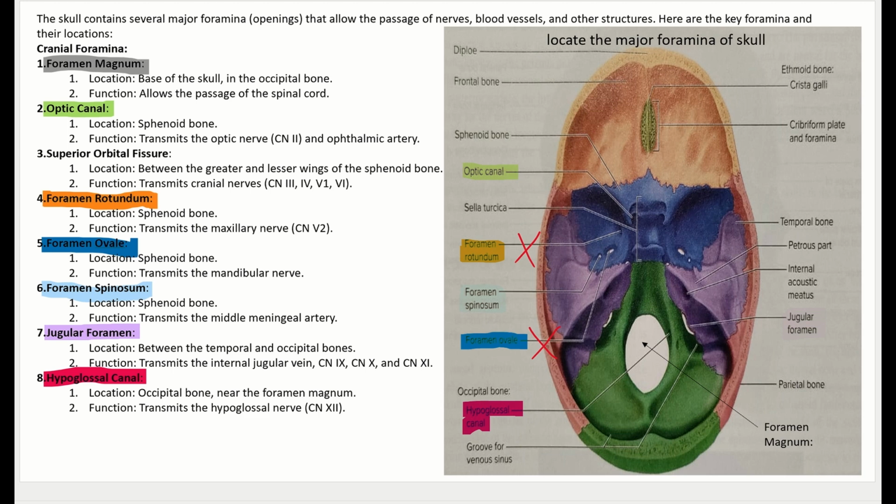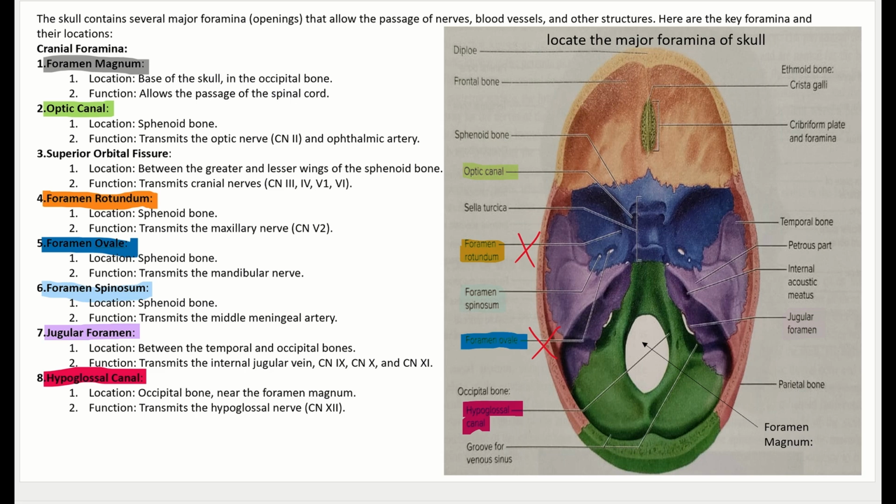Next, the skull also contains several major foramina, that is, openings that allow the passage of nerves, blood vessels, and other structures. Here are the key foramina and their locations. The cranial foramina include the foramen magnum, optic canal, superior orbital fissure, foramen rotundum, foramen ovale, foramen spinosum, jugular foramen, and hypoglossal canal.